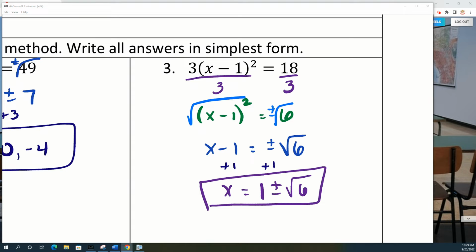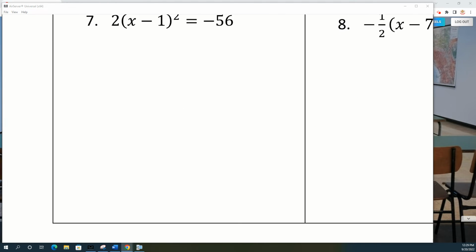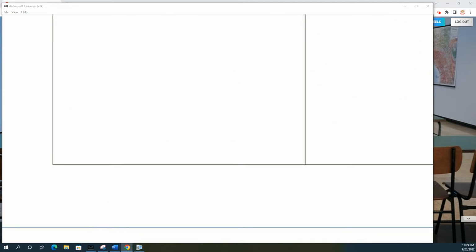Okay, now all the rest of them are basically the same, but simplifying the radical is going to be a little bit harder. So at the bottom, I'm going to go ahead and write down some perfect squares that we're going to need today.